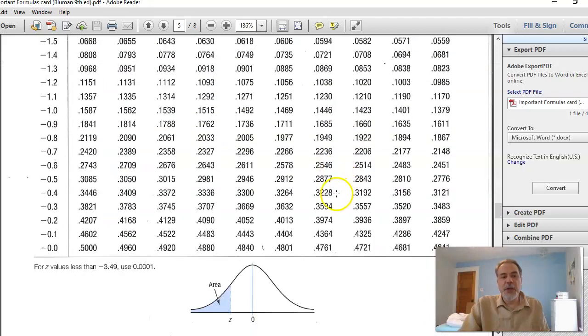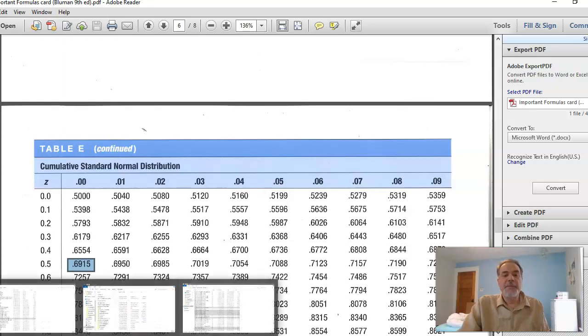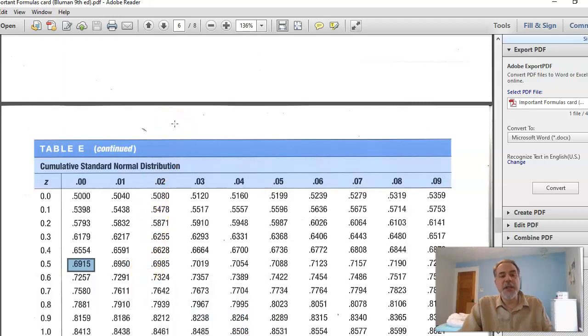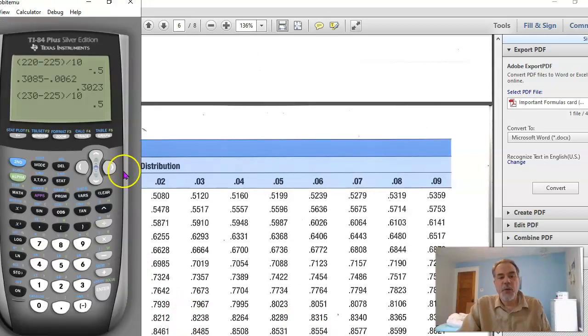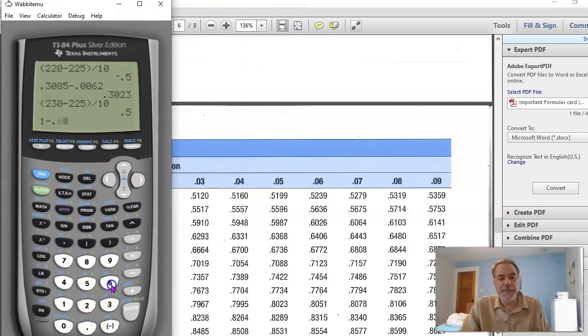We go to table E, look up positive 0.50. It gives us 0.6915. But since we want the probability of z being greater than this number, we need to subtract this area from 1. We need to take 1 minus 0.6915 to get our final answer of 0.3085.